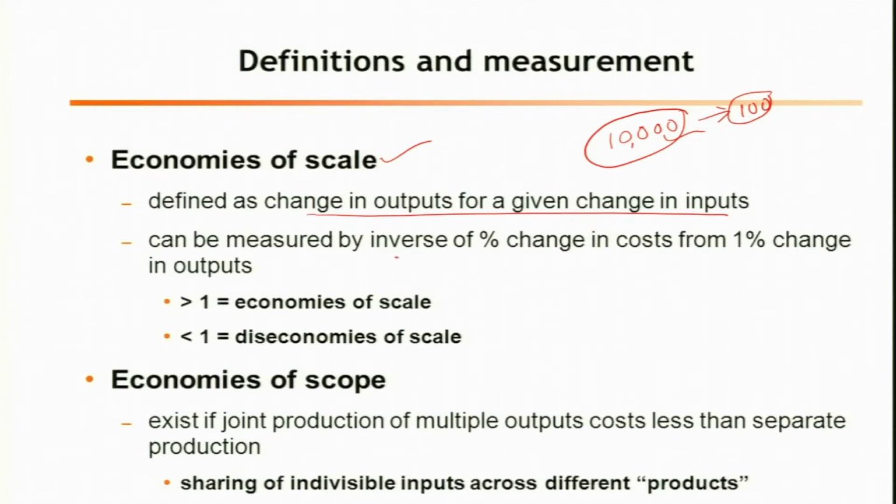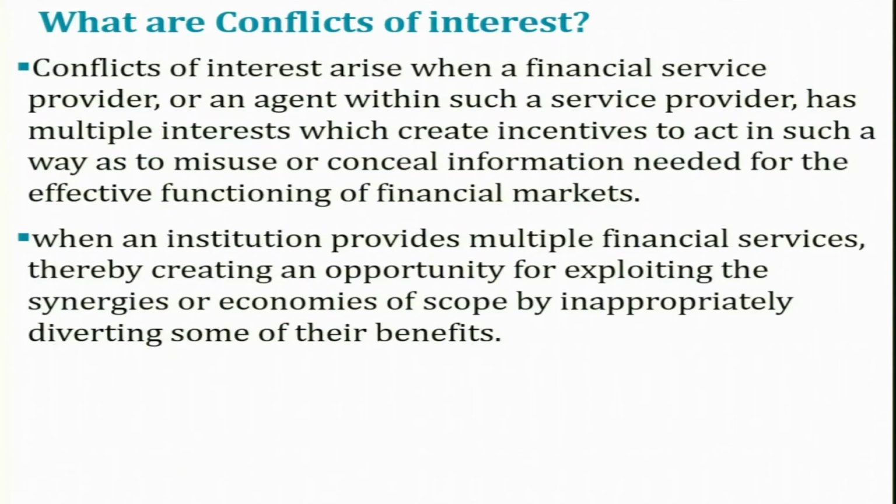So the percentage change in cost relative to the percentage change in output, if it is greater than 1, you can see there is economies of scale. Right. That would often further lead to economies of scope as well. Then let us connect this to our financial markets context.